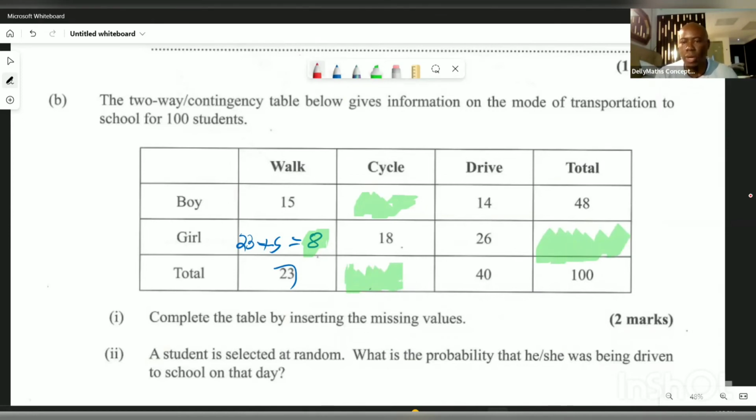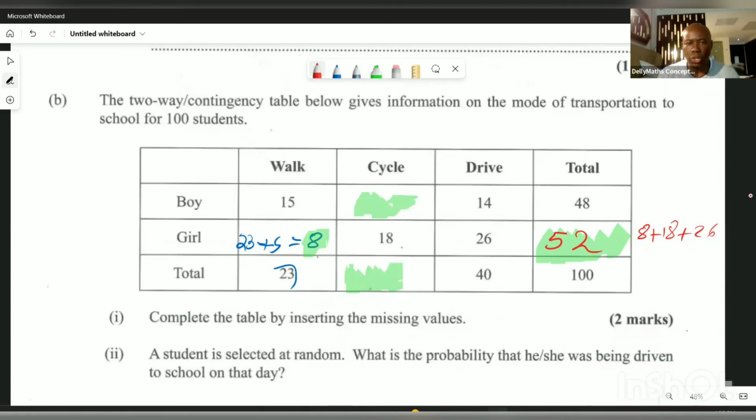Again, going across, we have a total column, so we need to add up. Let me put it at the side. You want to add up 8 plus 18 plus 26, and it's going to give us the value for that missing spot. So 8 plus 18 plus 26 is going to give us 52. So this here would have been 52 right there.